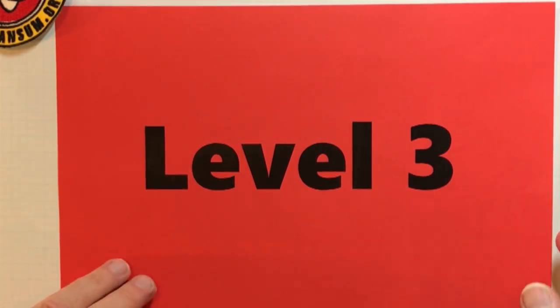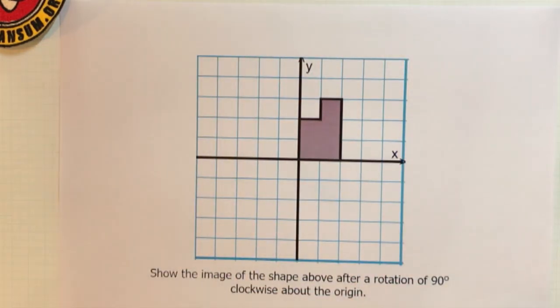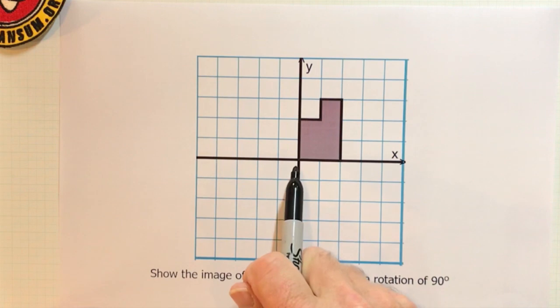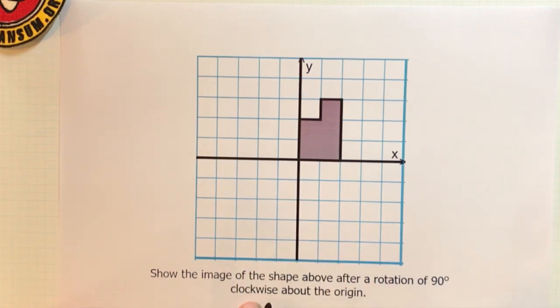And now level 3 of this transformations help video. And this time the transformation is a rotation. We're going to rotate this shape 90 degrees, that's like a quarter of a whole turn, about the origin, that's where the two axes cross, in a clockwise direction. That's the same way that the clock goes round.